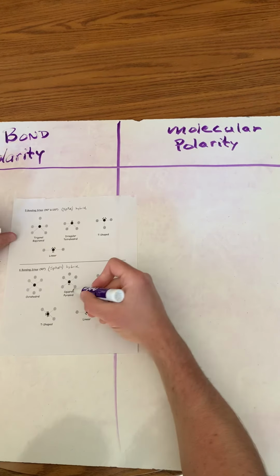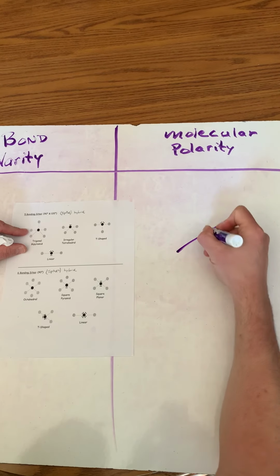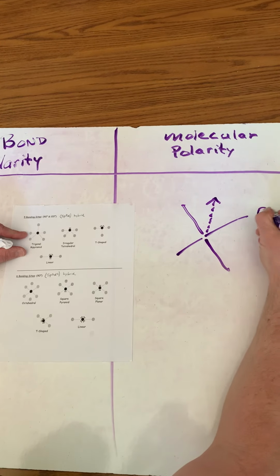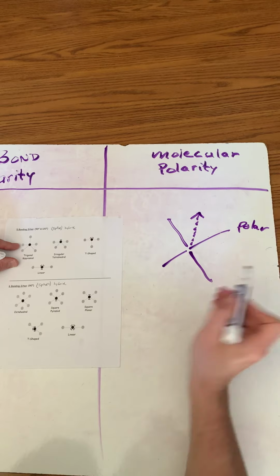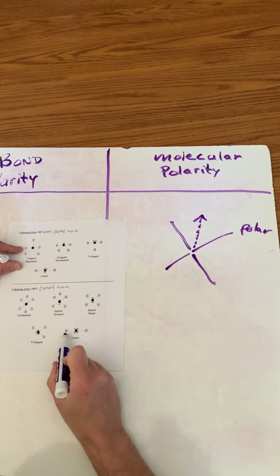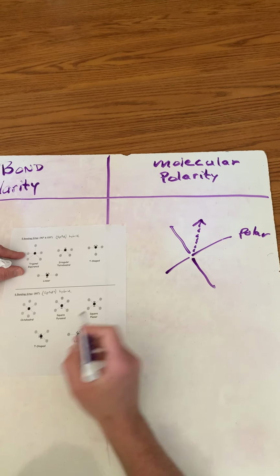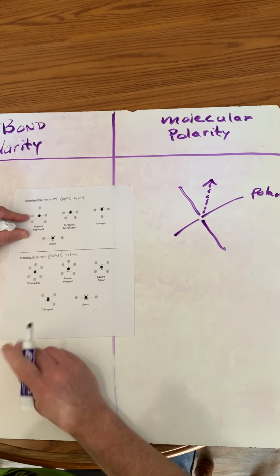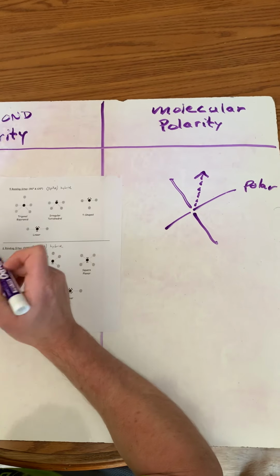Now the square pyramid or square pyramidal, you got that one canceling that one canceling that one, and then you have a net up. So that one's polar. Square is non, T is polar, and linear is non. Left, right pull cancels. These 2 cancel, those 2 cancel, that's nothing. And those 2 cancel with a net up to the right, and that's polar. So the T's polar, the linear is non, and the square planar is non.